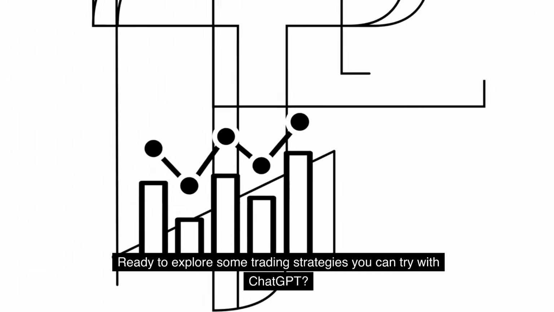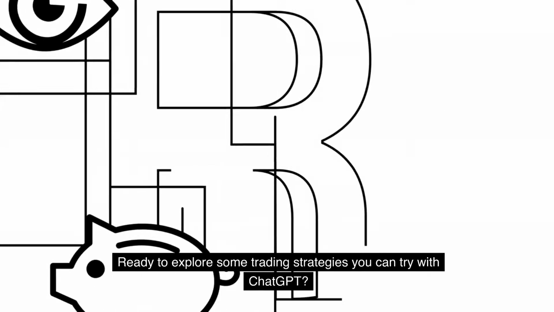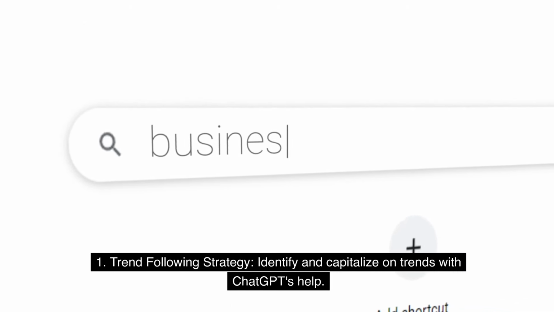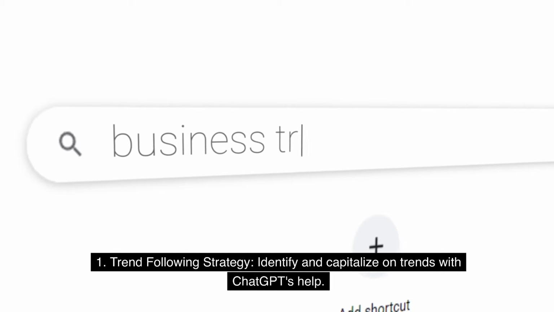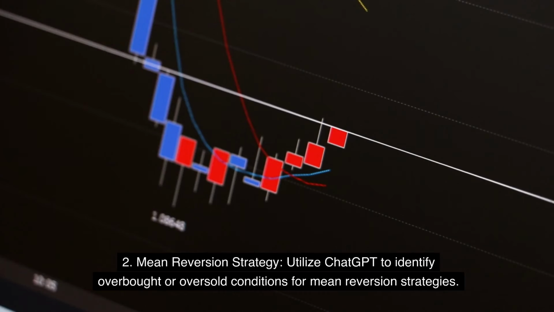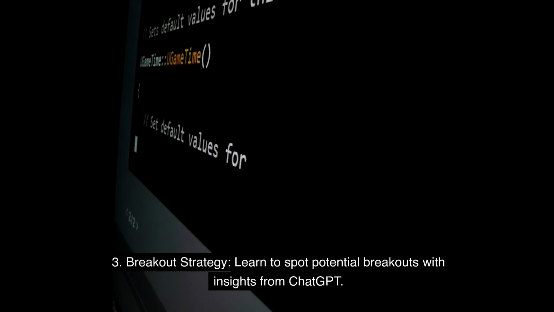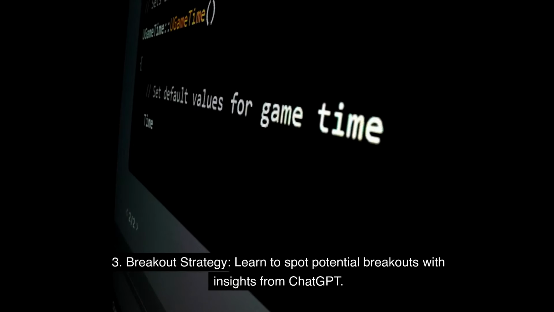Ready to explore some trading strategies you can try with ChatGPT? 1. Trend following strategy. Identify and capitalize on trends with ChatGPT's help. 2. Mean reversion strategy. Utilize ChatGPT to identify overbought or oversold conditions for mean reversion strategies. 3. Breakout strategy. Learn to spot potential breakouts with insights from ChatGPT.